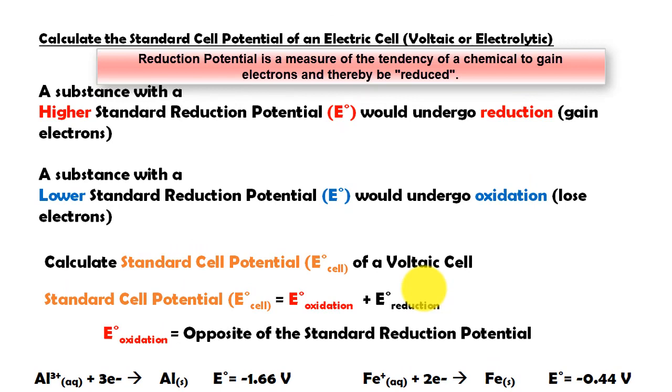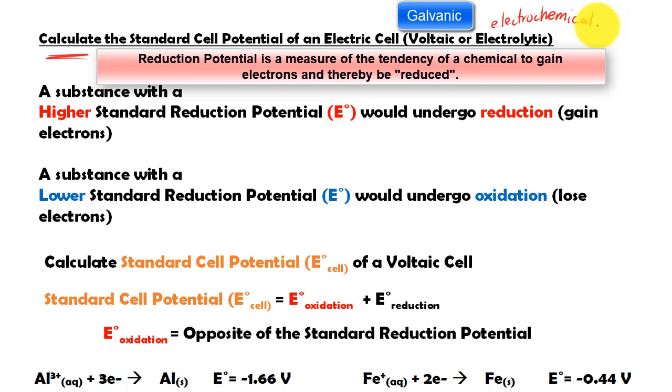In this lesson, we are going to learn how to calculate the standard cell potentials of an electric cell, which consists of voltaic cells or electrolytic cells. Now, voltaic cells could be galvanic, or electrolytic could be electrochemical cells. So those are the possible electric cells. So let's look at an example problem before we look at the equation.